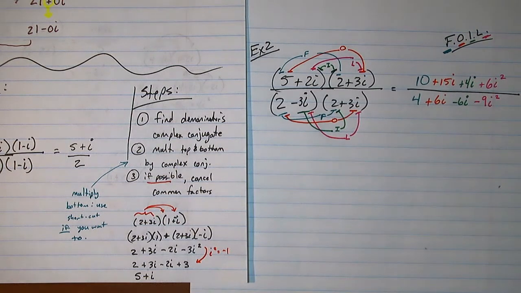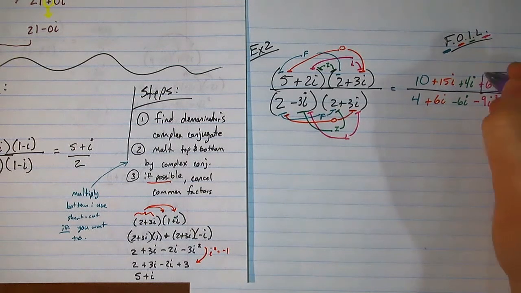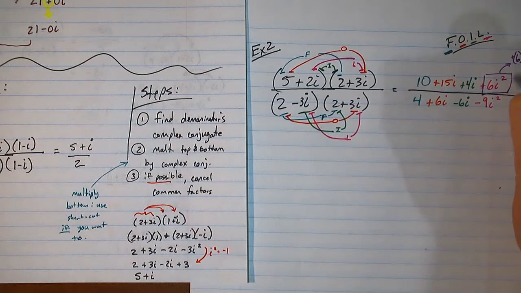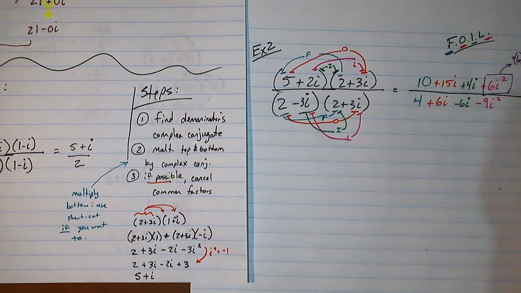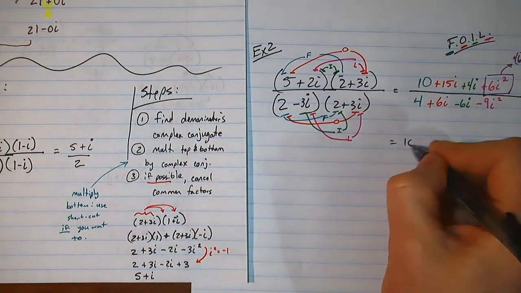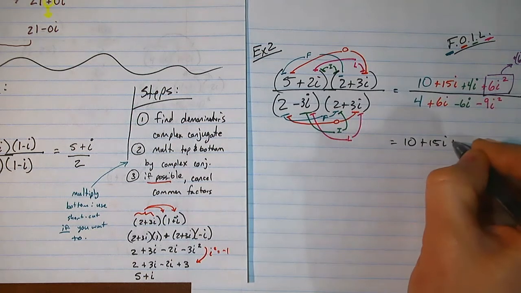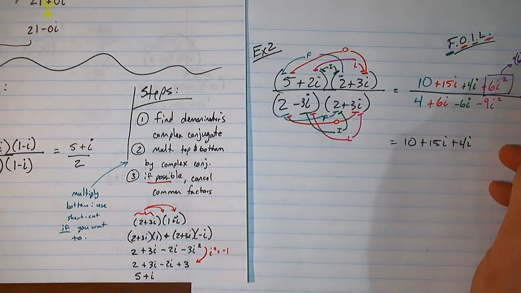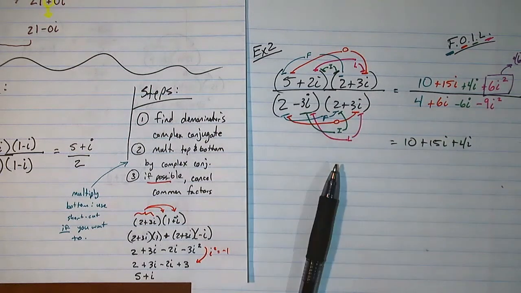Okay, so now we start simplifying. And as we've said, the first thing we're going to want to do is take these I squareds and switch them into negative 1. So I have a positive 6 times a negative 1, which is what that I squared becomes. That's going to equal a negative 6. So everything else in the top stays the same: 10 plus 15i plus 4i. But this plus 6i squared is going to become a minus 6.